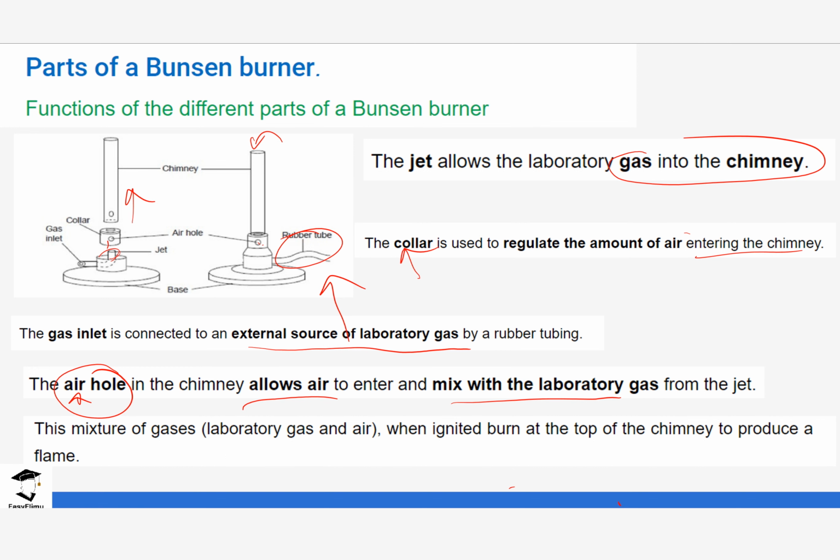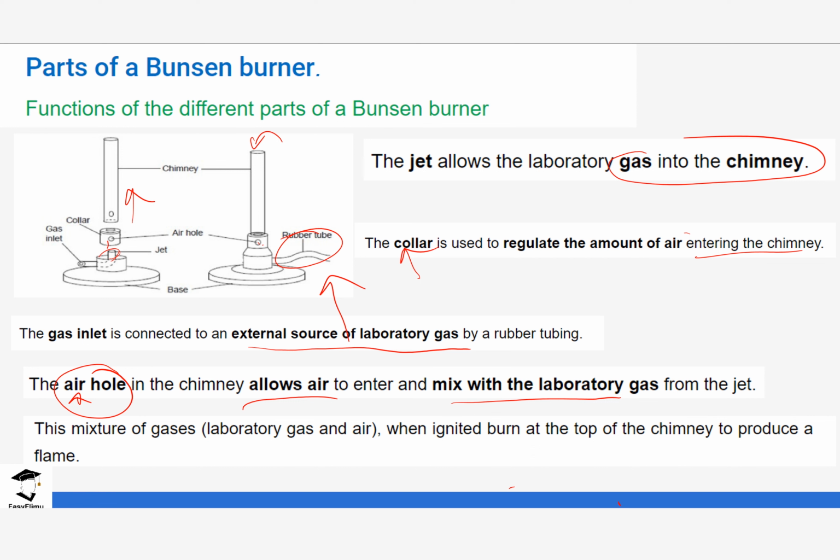So just to recap on what we have discussed, we've said in the lab we have different sources of heat. We have the Bunsen burner, we have also the gas stove, the candle, the kerosene stove, the electric heater, but the most common that we use in the lab is the Bunsen burner. And the Bunsen burner is made up of three parts. We have the chimney, we have the collar, and the base. Those are the major parts.